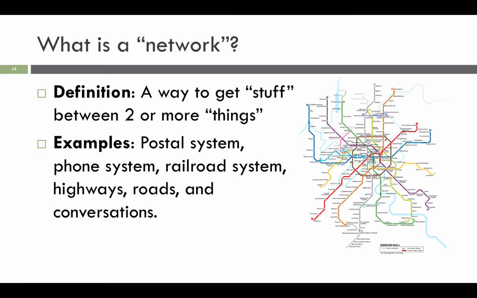Just like systems, networks are all around us. We are part of networks and we use them every day to transport something or to be transported. In the broad sense, a network is a way to get stuff between two or more things. The items being transported and things doing the transporting change based on the needs of the system. Often, a network has many internal connections. Examples of networks are postal system, phone system, railroad system, highways, and roads.